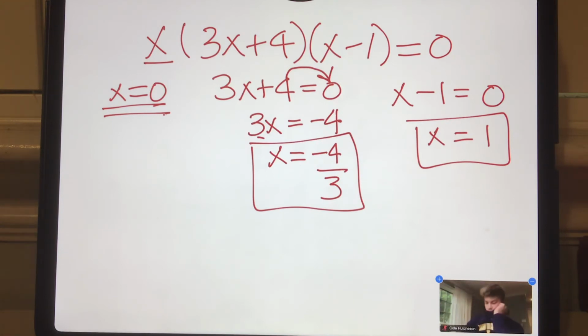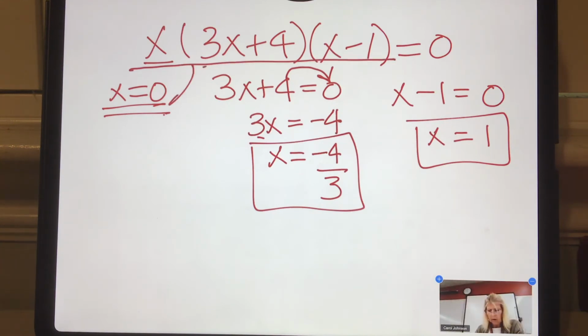Now I can see you guys going right from here to your answers. I totally get that. You do not have to show these 3 steps. I'm okay if you're doing that. You don't have to go through all this if you don't need to. Are we good?